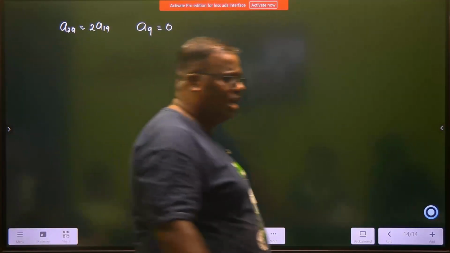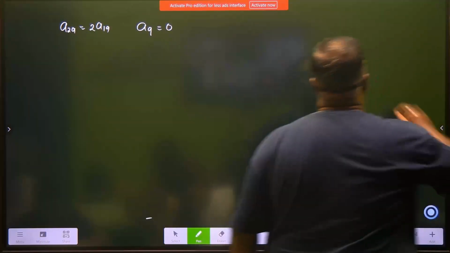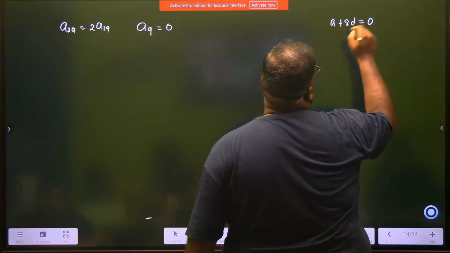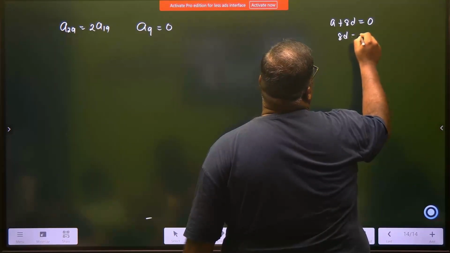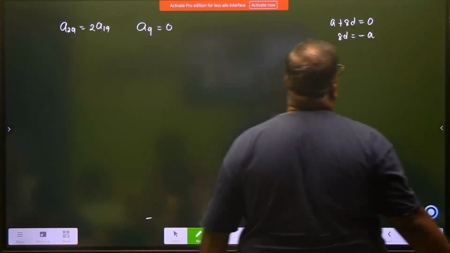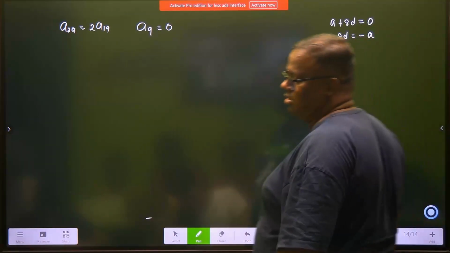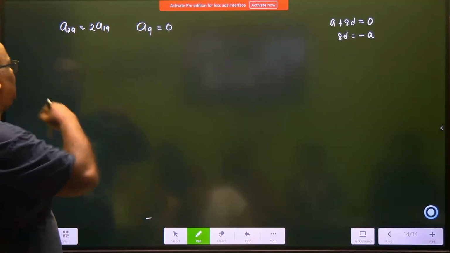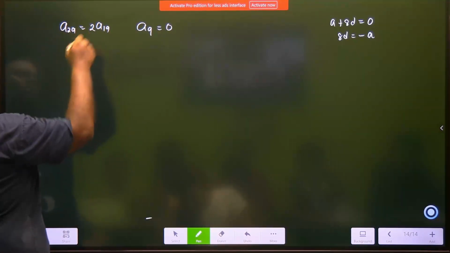A9 0 है तो डालना A plus 8D is equal to 0. That means 8D is equal to negative A, और A is equal to negative 8D. हो गया, हो जाएगा. You use that relation. You can actually make it like this.